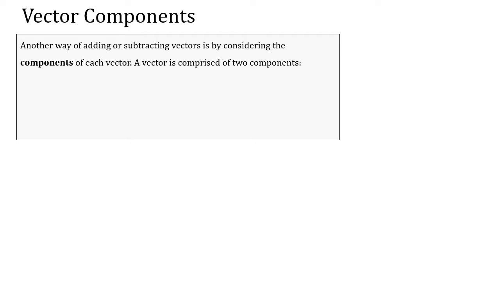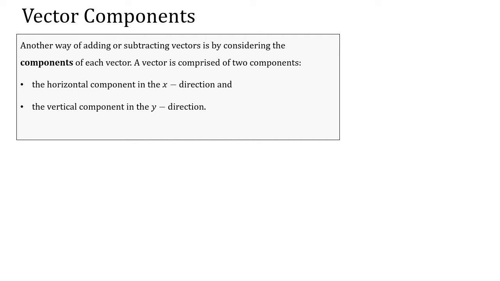A vector is comprised of two components. We have the horizontal component in the x direction, and we have the vertical component in the y direction. Written as a position vector, we've seen the notation where the components are now clear. In this position vector, we know it's a position vector because of the sideways v's that are on there.